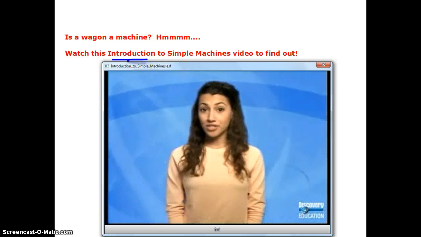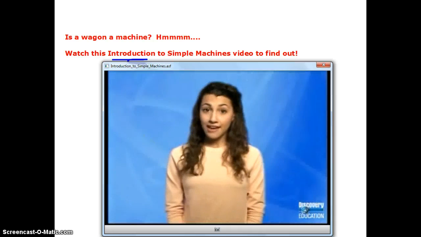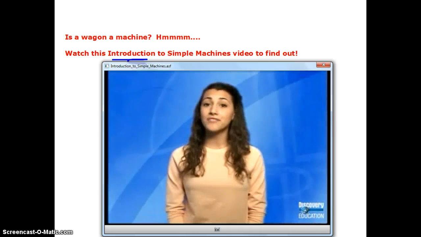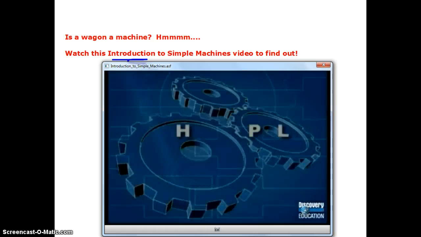But in this program, we'll see how understanding these simple machines can help you understand much more about even the most complicated machines.